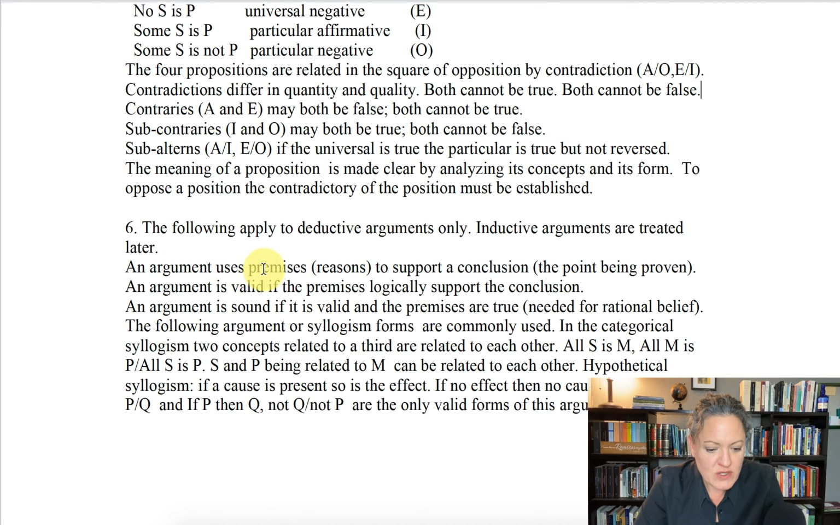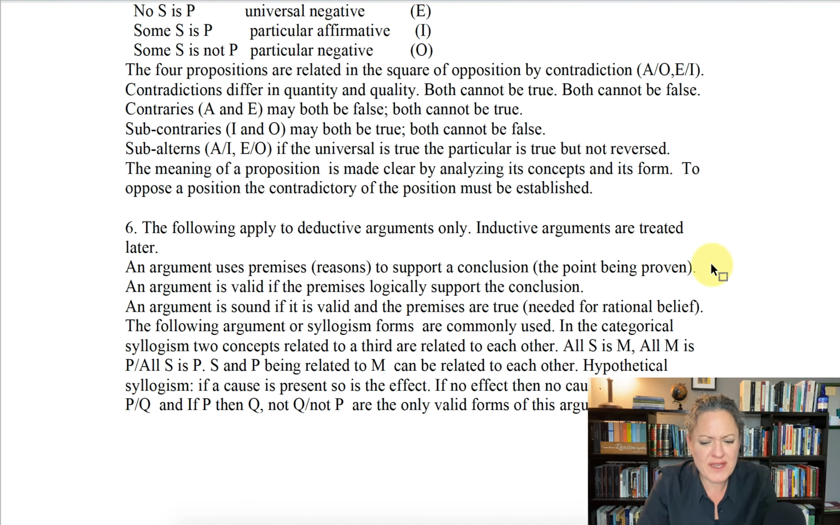An argument uses premises. Okay, pause. I want you to know the definition of an argument. Here's another core question from this handout: define argument, validity, and soundness. That's a core question. You should know this as an educated person. So here's an argument. An argument uses premises, reasons, their judgments, to support a conclusion, the point being proven.